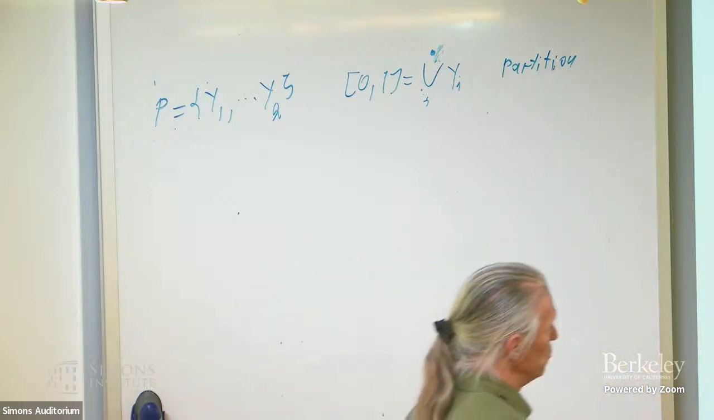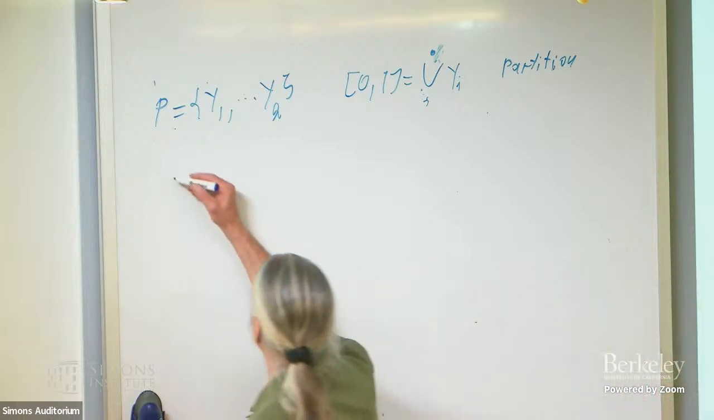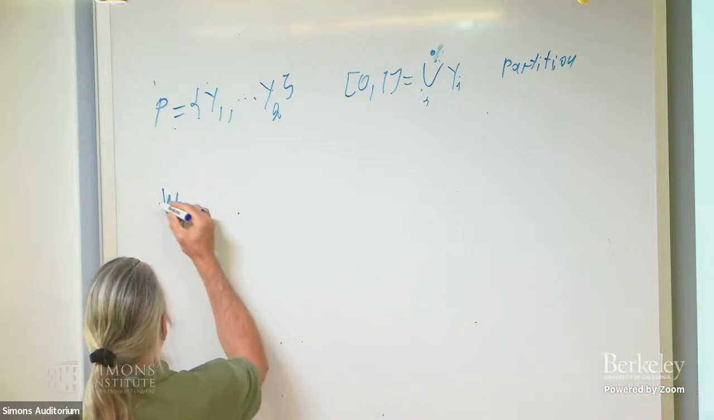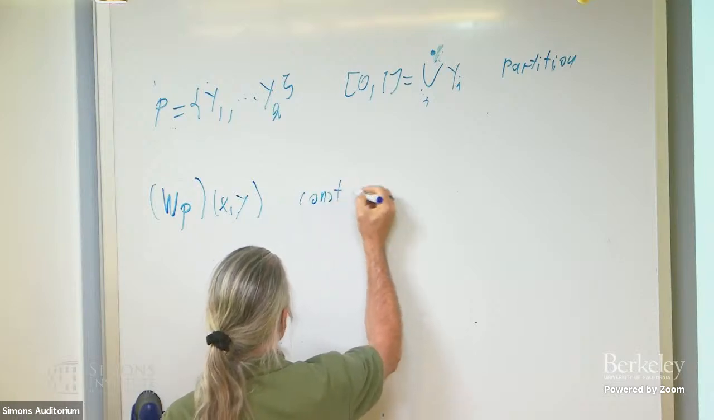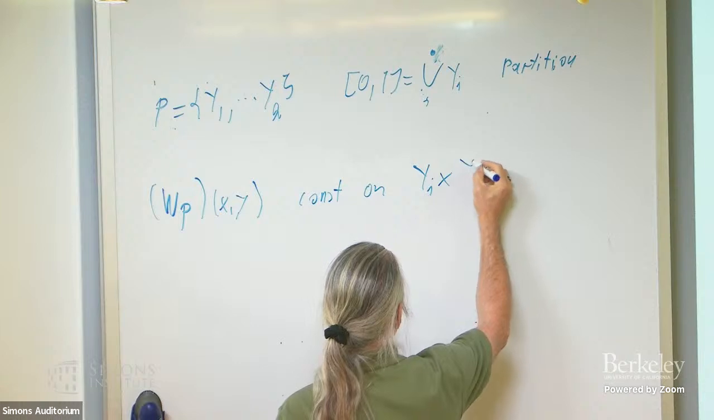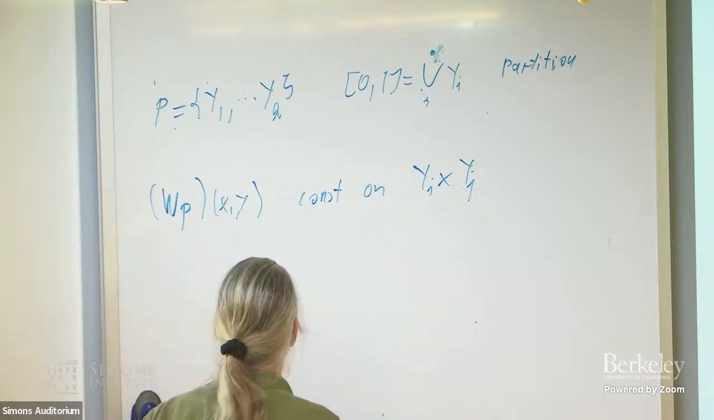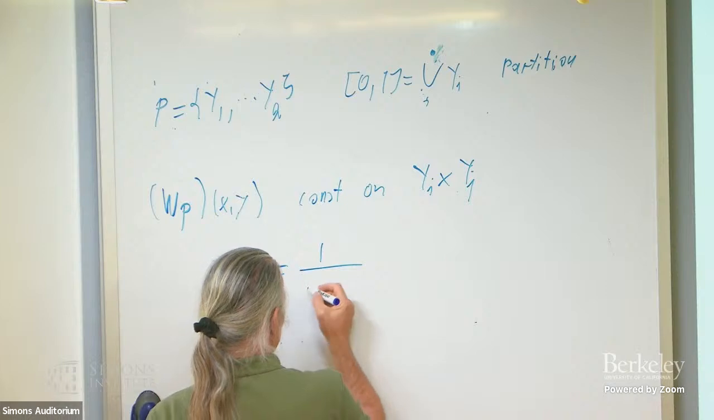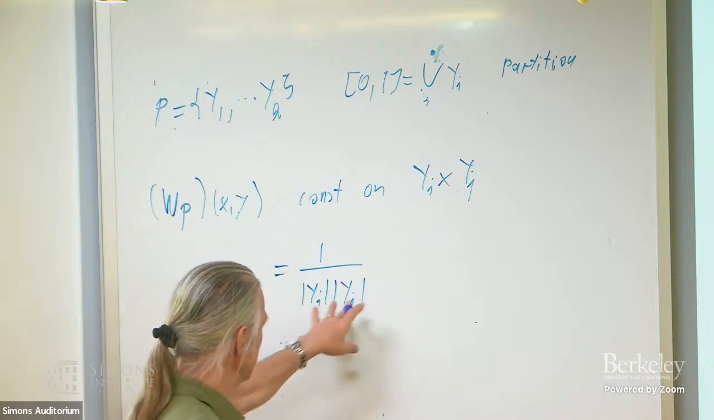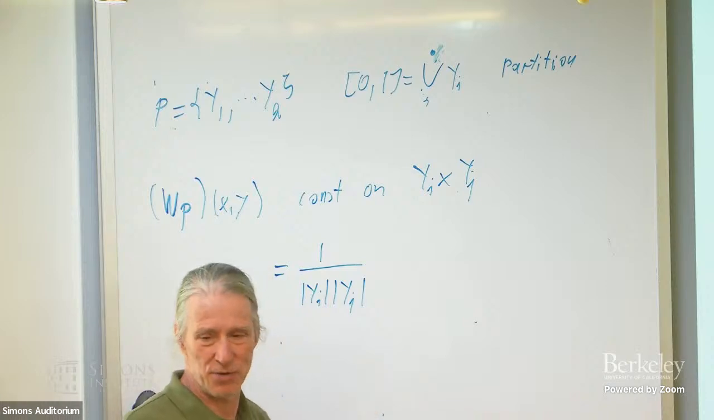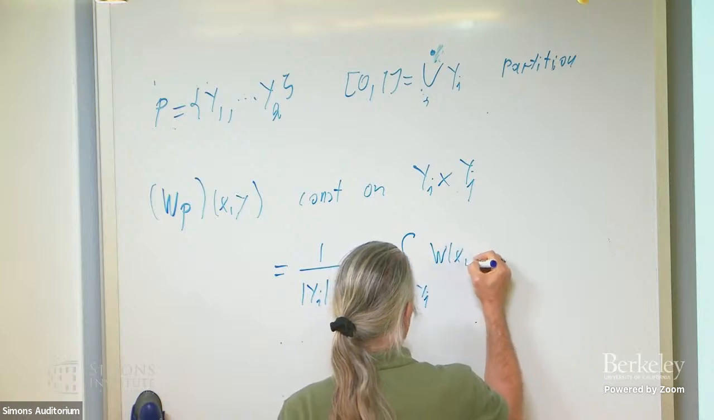And the way we will produce this object is we will take the average of W over blocks. So what is W_P? That's the average. Okay. So that will be constant on Y_i cross Y_j. And what will this constant be? It will just be the average of the original graphon over that block. So this will be equal to 1 over the Lebesgue measure, which I just write as |Y_i| times |Y_j|. These are arbitrary sets, so you should write the Lebesgue measure, but I will use that notation, times the integral over Y_i cross Y_j of W(x,y).